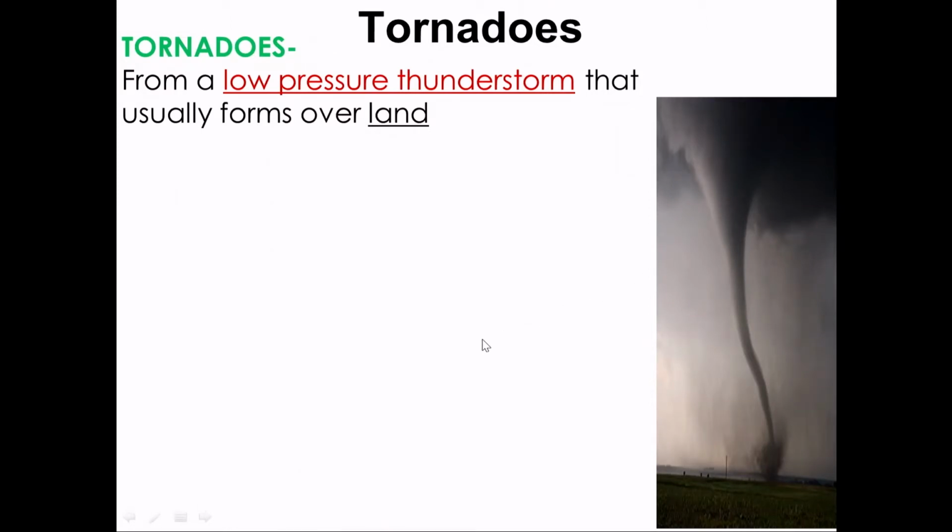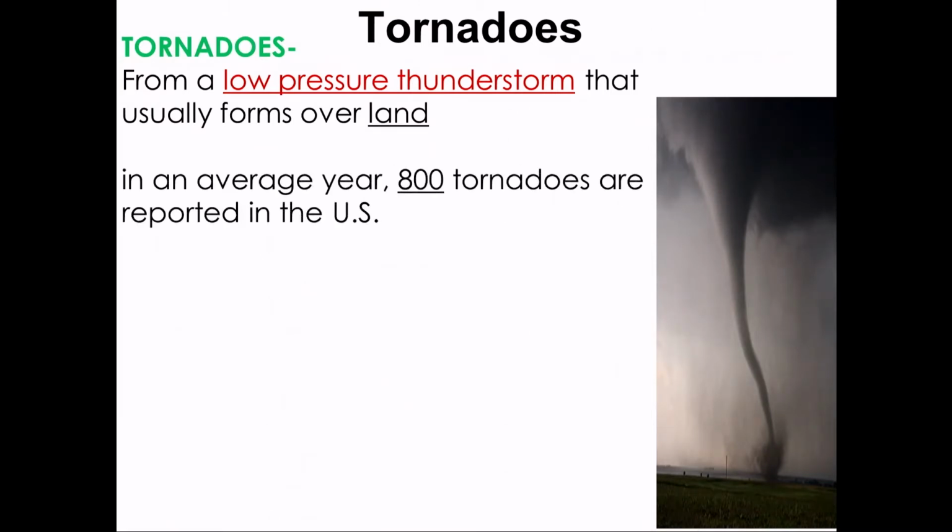Now, tornadoes usually form over land. If they form over water, we call them waterspouts. In the US, which is number one for tornadoes in the world, we get an average of about 800 tornadoes reported every single year. There might even be some extra that just go unreported.